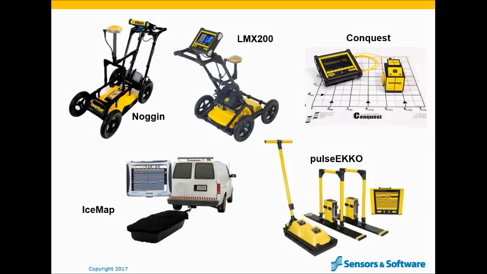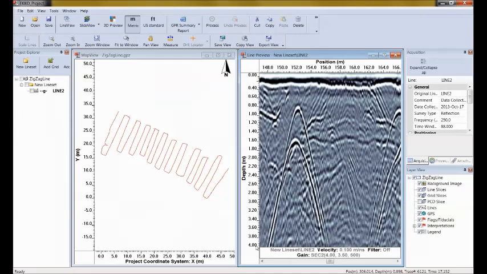The interpretation module can be used with any GPR lines collected with a Noggin, LMX200 Enhanced, Conquest, or PulseEcho GPR system. It can also be used with the IceMap system. I have already started the Echo Project software and opened a project file with a GPZ extension. And here is the main Echo Project screen.